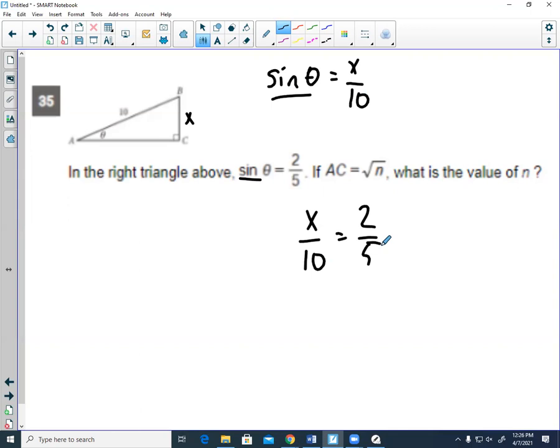So what could x equal in this case? Good, everybody. Nice job. Simple math. There you go. So x equals 4. So that tells me the length of that side.